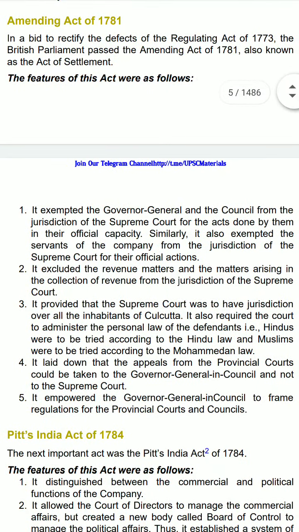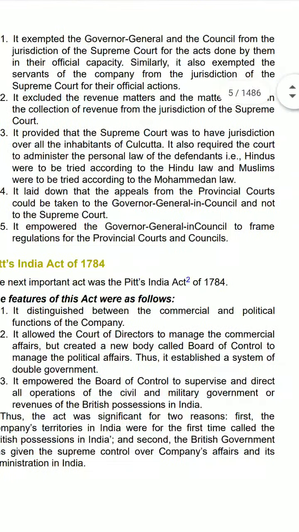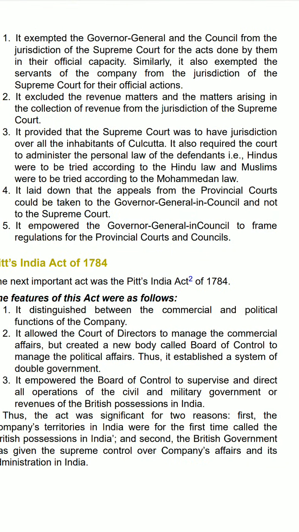Amending Act of 1781. In a bid to rectify the defects of Regulating Act of 1773, the British Parliament passed the Amending Act of 1781, also known as the Act of Settlement. The features of this act were as follows. It exempted the Governor General and the Council from jurisdiction of Supreme Court for the acts done by them in their official capacity. Similarly, it also exempted the servants of the company from the jurisdiction of the Supreme Court for their official action.